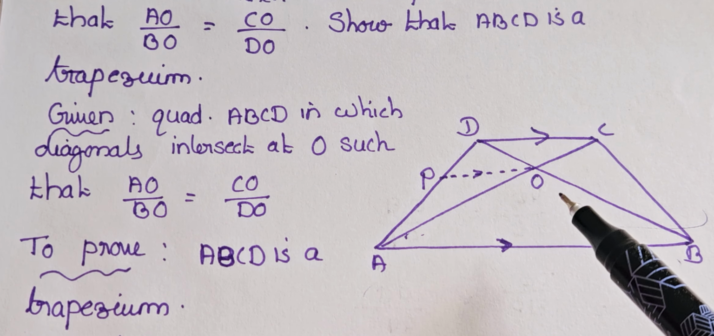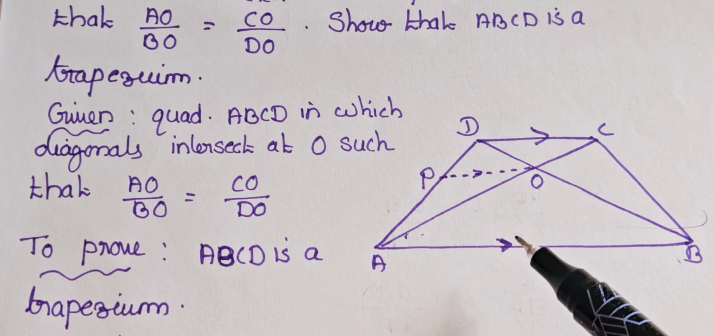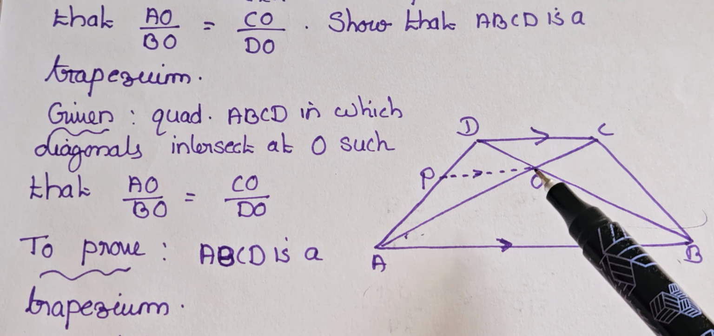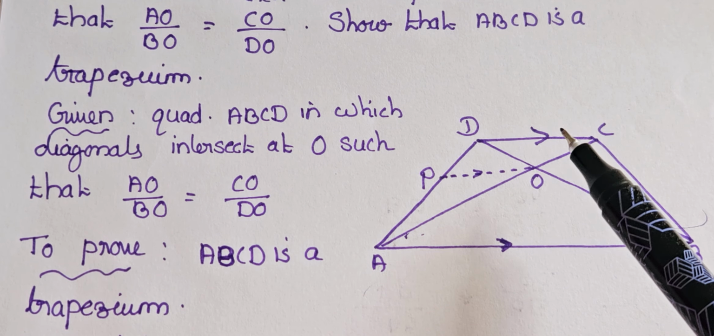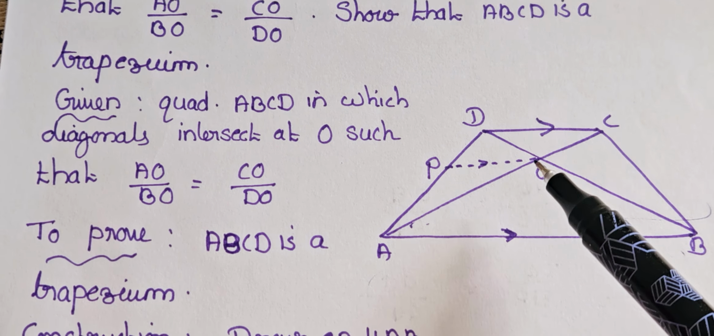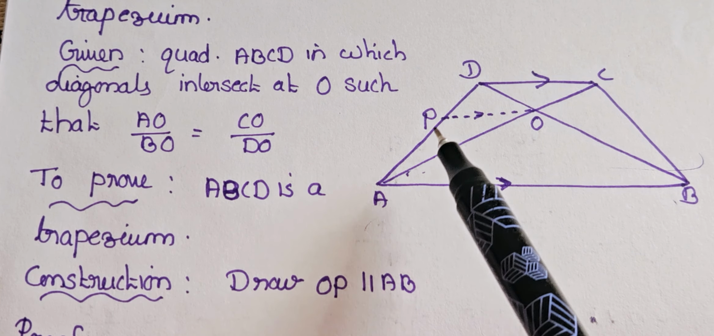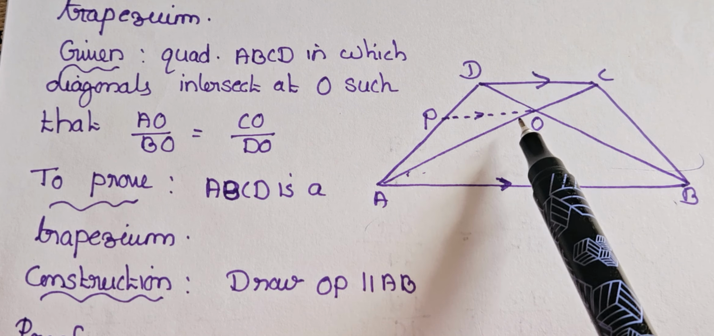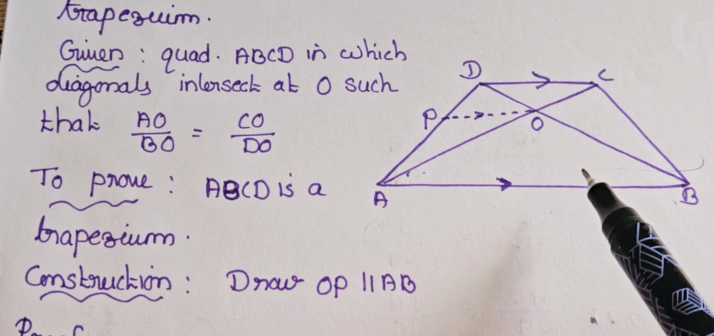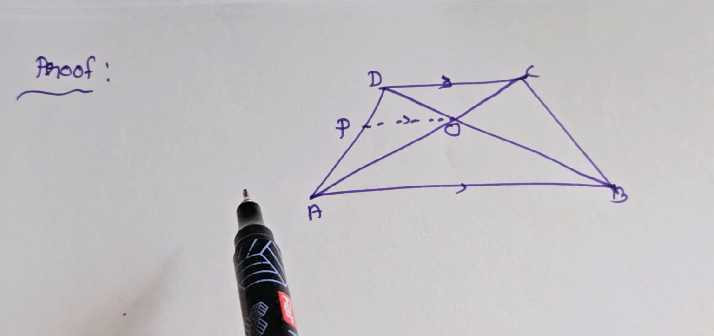To prove it is a trapezium, we have to prove that a pair of opposite sides are parallel. If in a quadrilateral a pair of opposite sides are parallel, then it is a trapezium. Now construction: draw PO parallel to AB. Through O, draw PO parallel to AB. That is the construction. Proof.